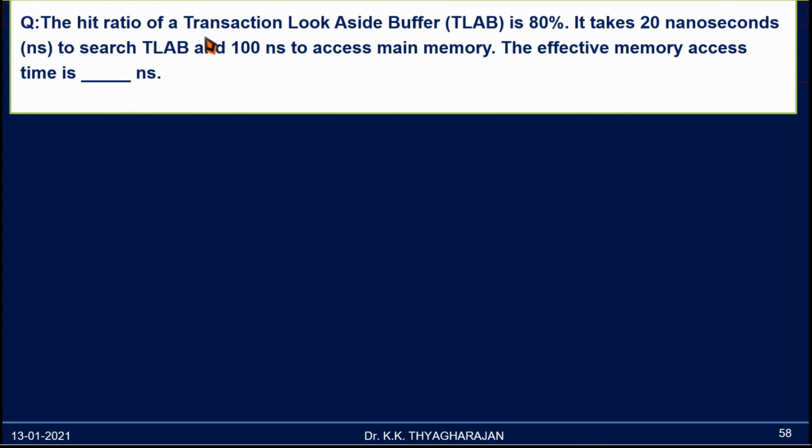The hit ratio of a translation look-aside buffer is 80%. It takes 20 nanoseconds to search the TLB and 100 nanoseconds to access the main memory. The effective memory access time is dash in nanoseconds. The options given are A 140, B 90, C 120 and D 118.